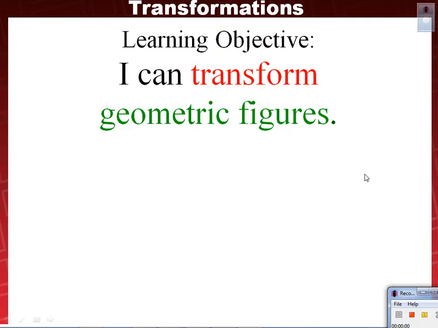Our objective for today: I can transform geometric figures. 1, 2, 3. Let's read it one more time. 1, 2, 3.